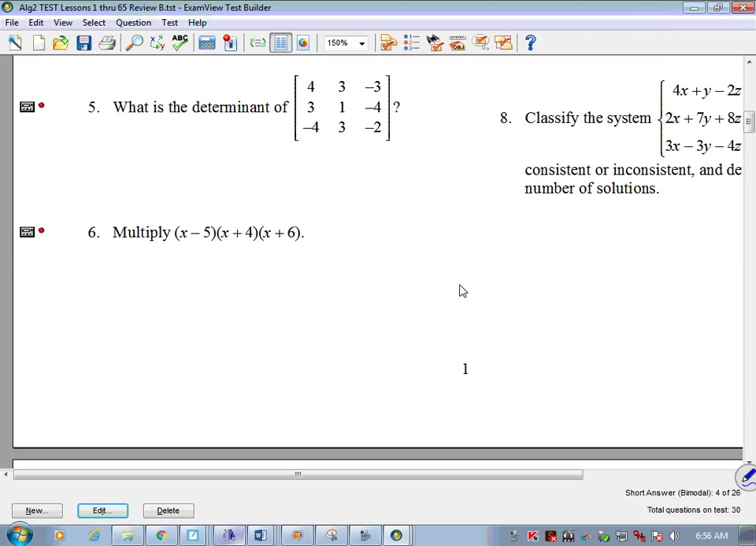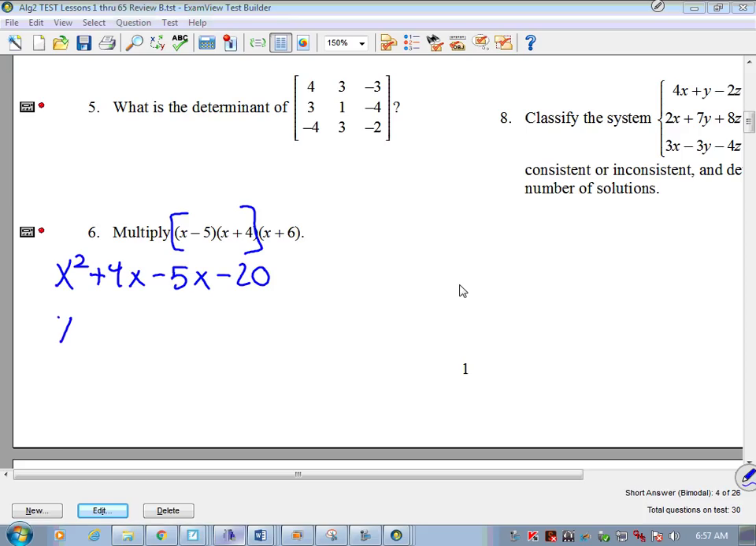Okay, number 6. Multiply x minus 5 times x plus 4 times x plus 6. All right, the easiest part to this is to look at it as one section where we would FOIL. So x times x is x squared. X times 4 is positive 4x. Negative 5 times x is negative 5x. Negative 5 times 4 is negative 20.